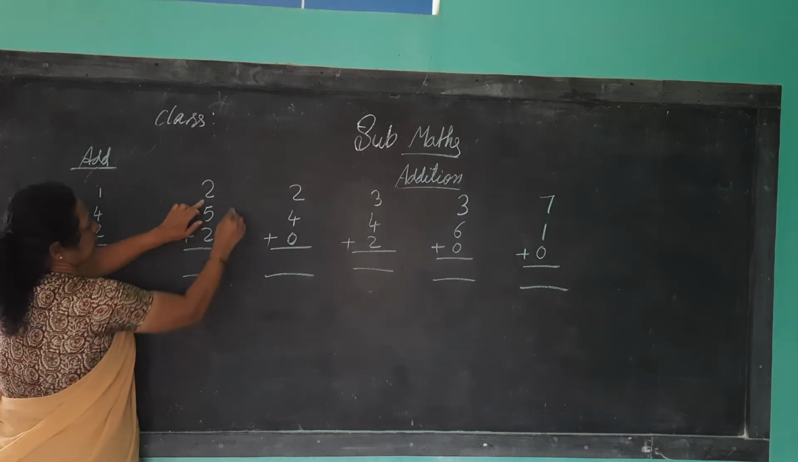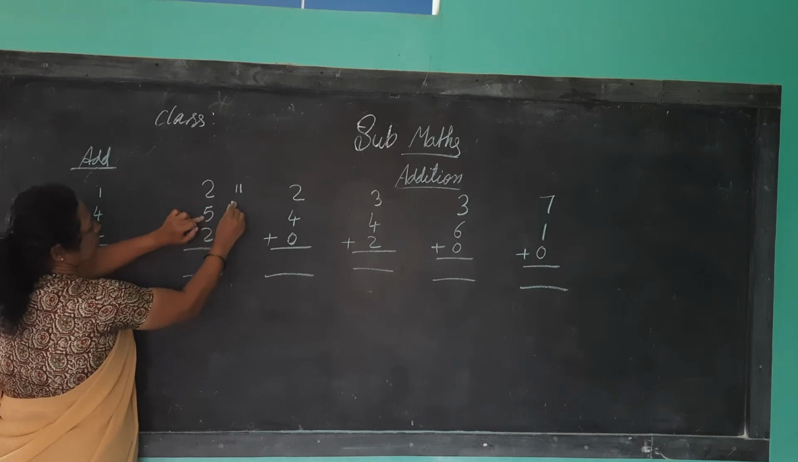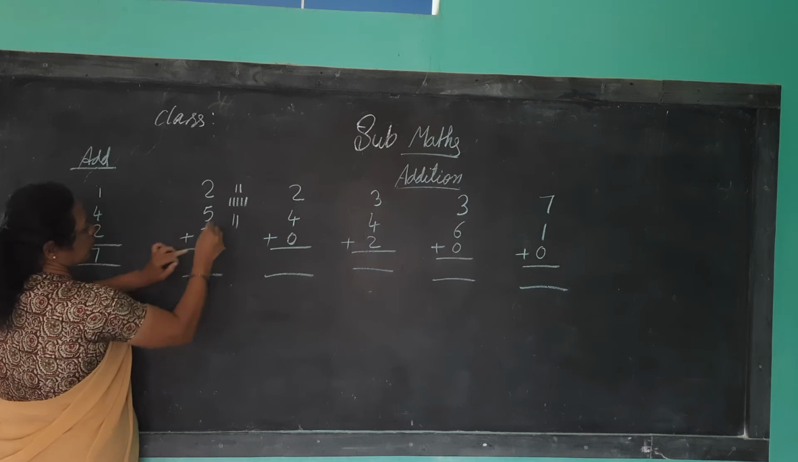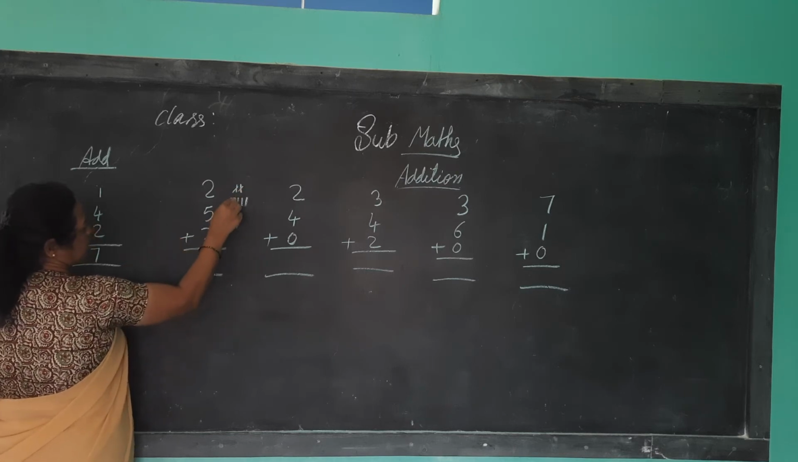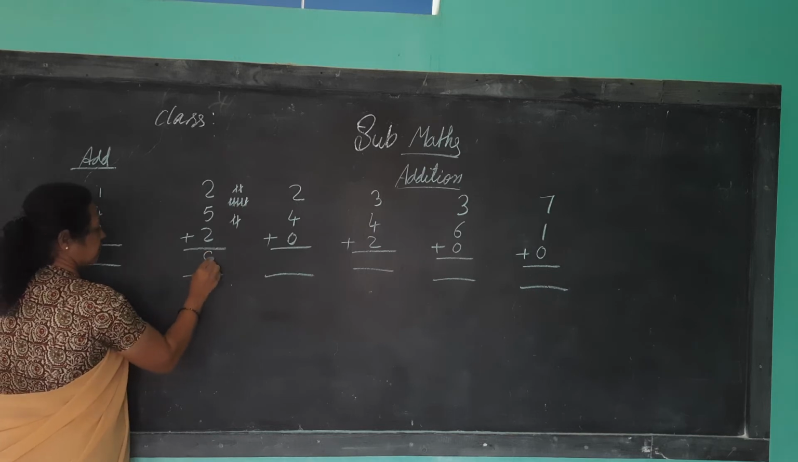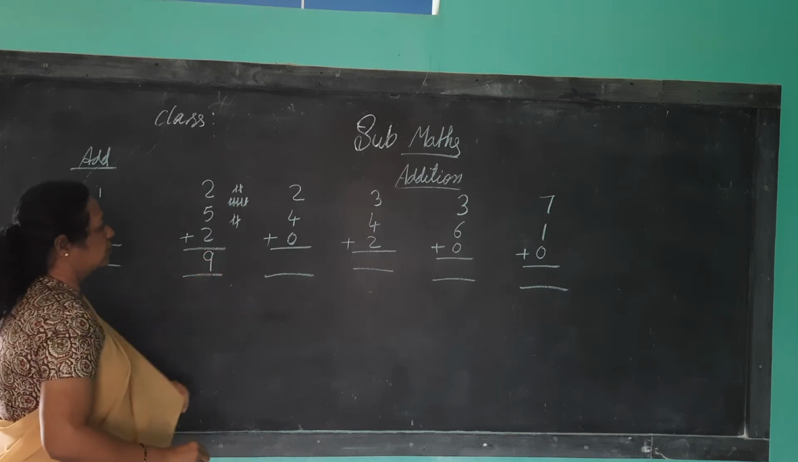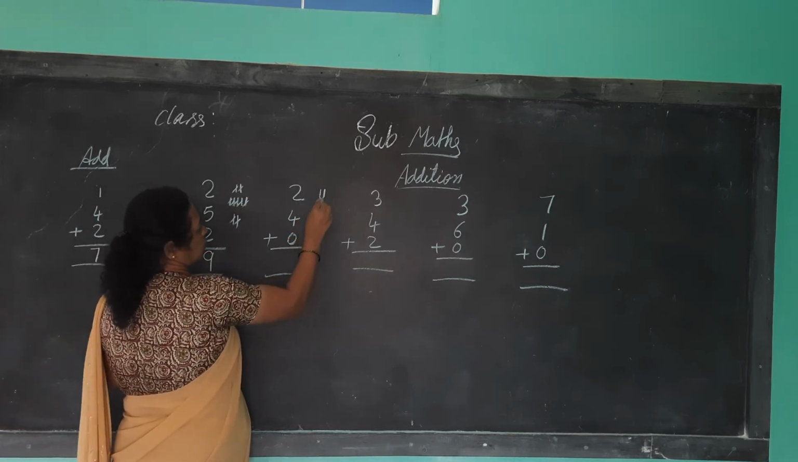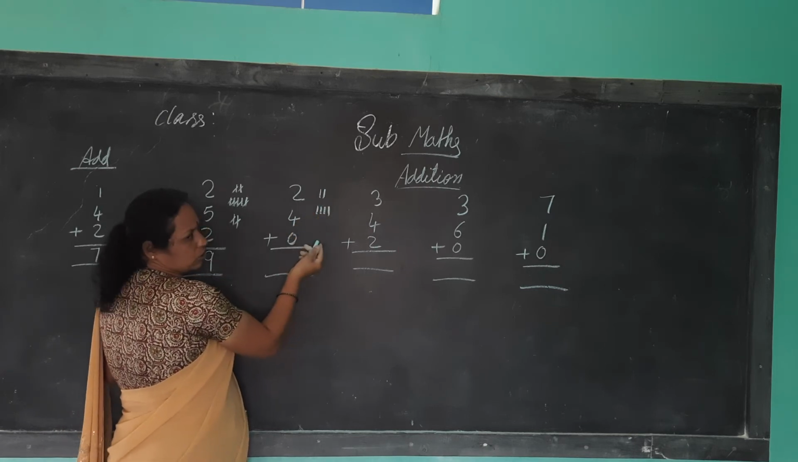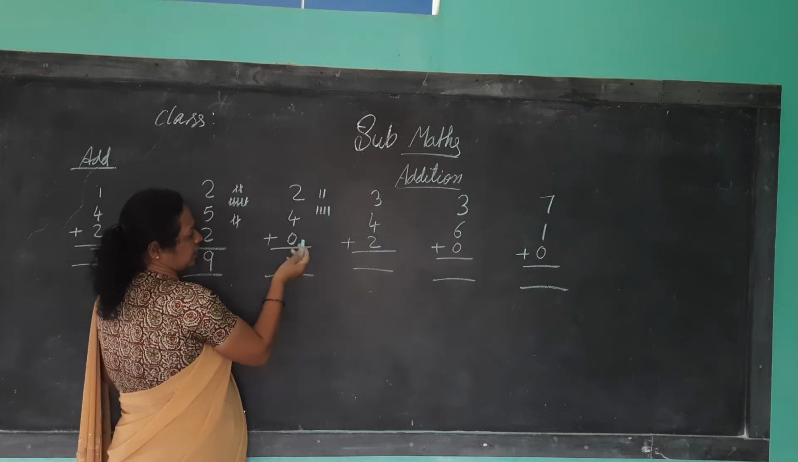Now here see. 1, 2. Next 5: 1, 2, 3, 4, 5. Here 2: 1, 2. Now count all together: 1, 2, 3, 4, 5, 6, 7, 8, 9. How much? 9. 1, 2. Here 4: 1, 2, 3, 4. So 0, no value for us. Okay, 0 is nothing.